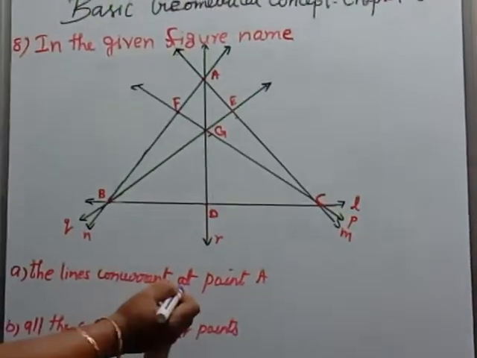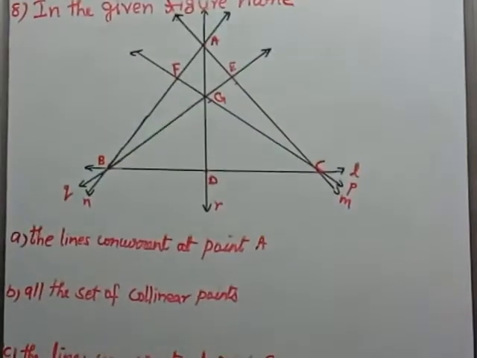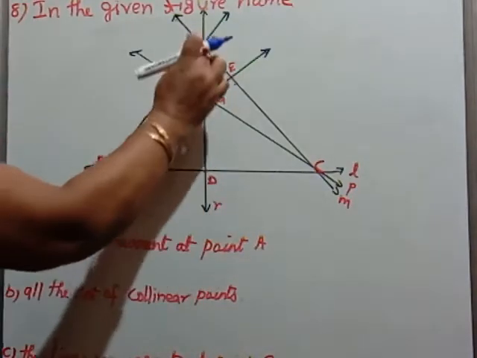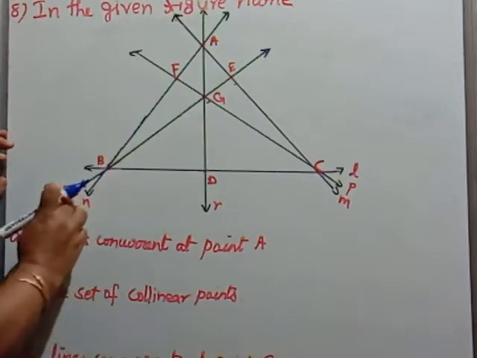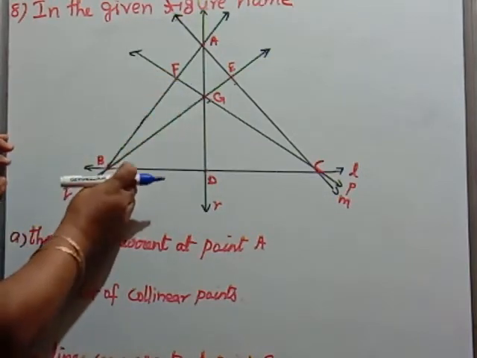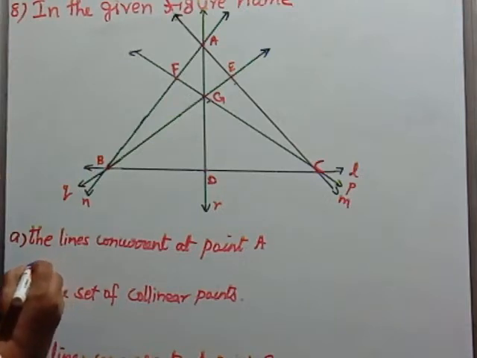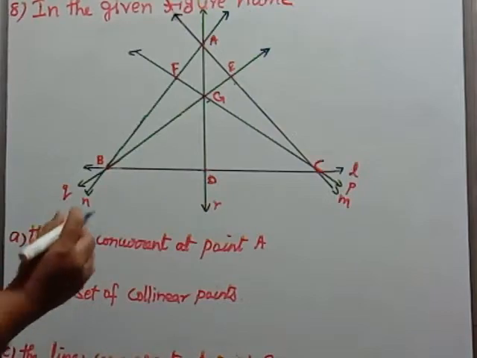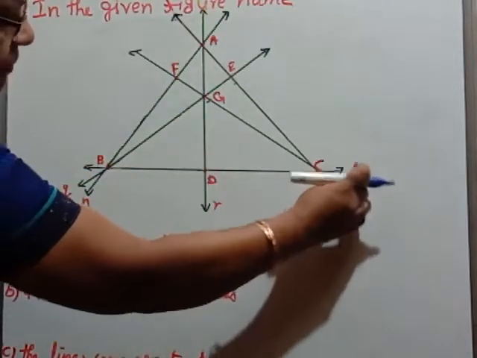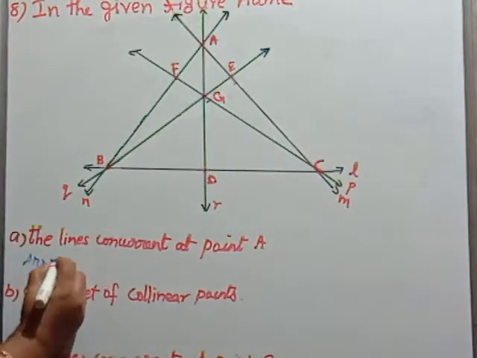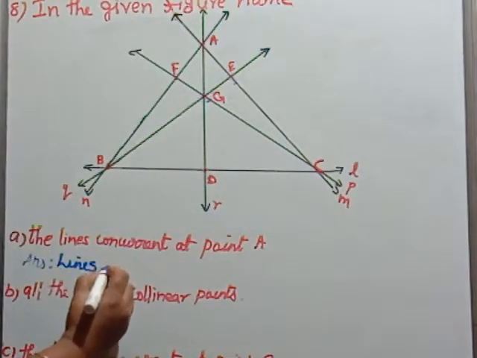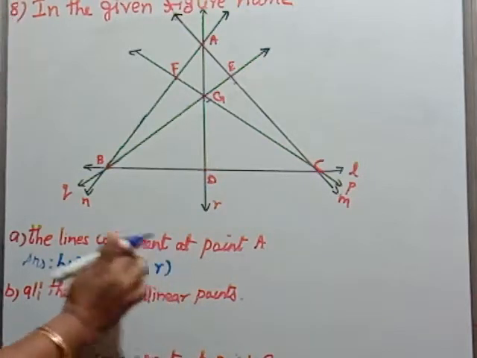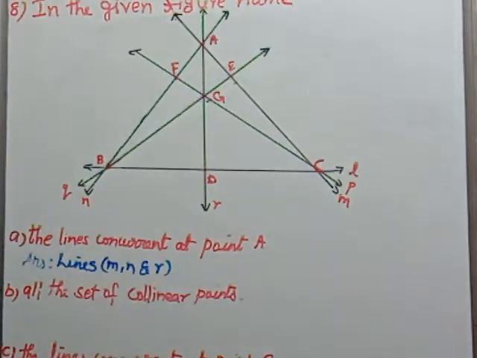The lines concurrent at point A. I already explained what is concurrent. Now, which lines are passing through the point A? Here you saw line N, and M. N, M and R are the lines concurrent at point A.